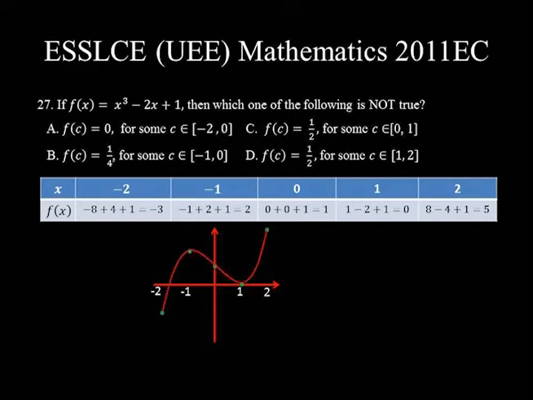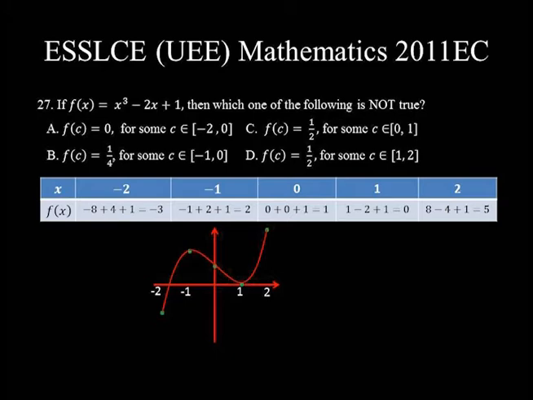Choice A, f of c is equal to 0 for some c element of the interval negative 2, comma 0. On the interval negative 2, comma 0, the graph crosses the x-axis. Thus, there is a point c where f of c is equal to 0. Choice A is true. Choice B, f of c is equal to 1 over 4 for some c element of negative 1, comma 0. F of x on the interval negative 1, comma 0 is decreasing and it lies between 2 and 1. Hence, choice B is not true. In the examination, you can reply that choice B is the answer and move on to the next question in order to save time.